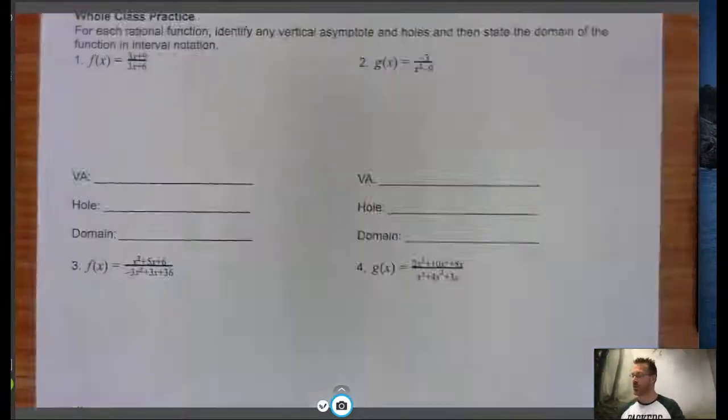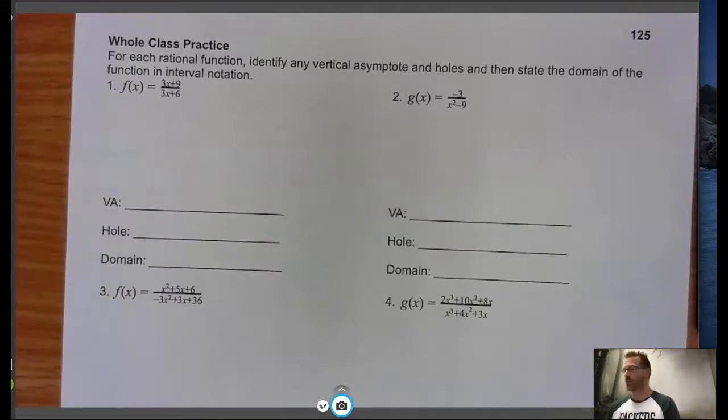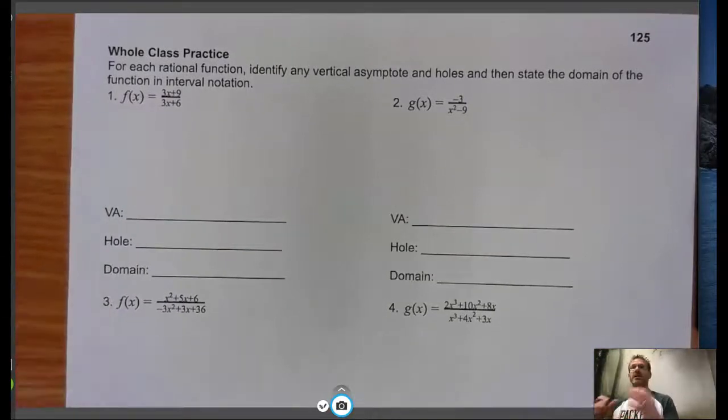Let's flip over to page 125 and look at number 1. Once again, we only have to do this if it's not in HK form, because if it's in HK form, we know what everything is. There won't be a hole in HK form because it's already simplified. So this practice is only for when we're not in that original form that we talked about.